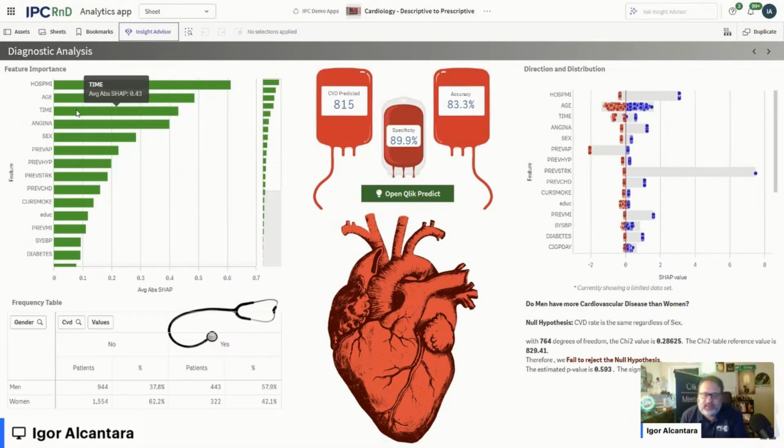Time since the last visit is number 3, and those are the top 3. And then we have angina and the sex. Those are some other important features. Okay, now I understand why the model made the prediction.